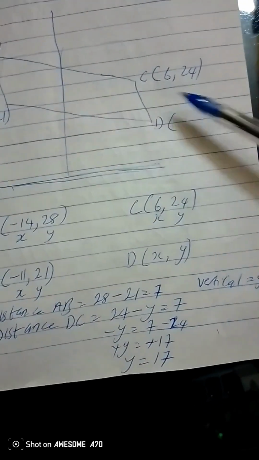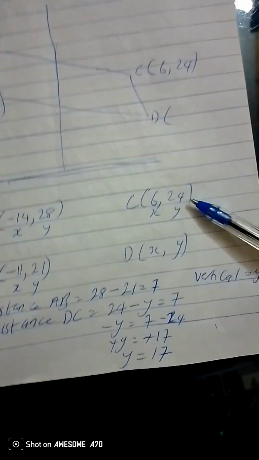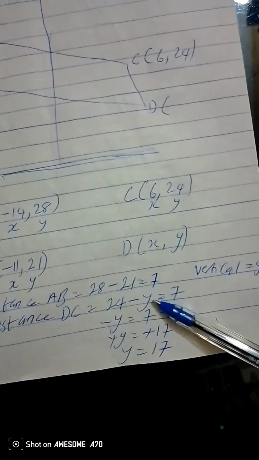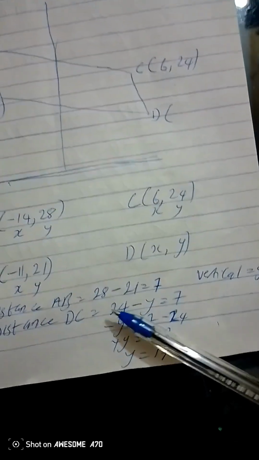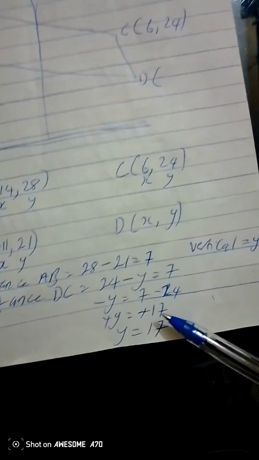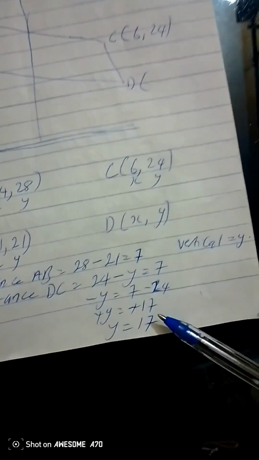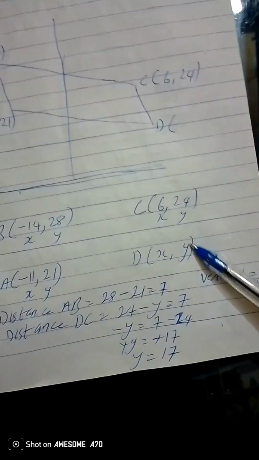And what is that? We don't know. It is 24 minus the y for the D. Can you see that? So 24 minus y should give me 7. I will do 24, move it here, becomes 7 minus 24. I have minus 17. So minus y equals minus 17, y equals 17. So we've gotten the y on the vertical.